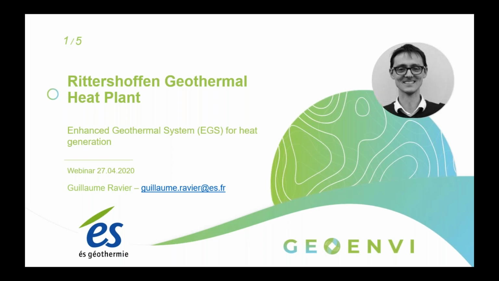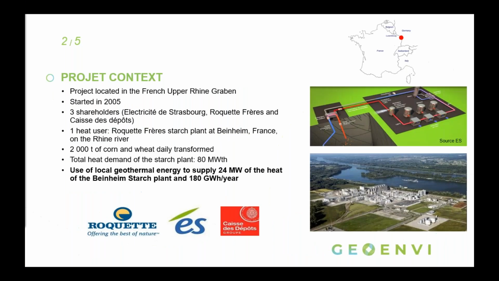So good morning, everybody. My name is Guillaume Ravier, and today I will present to you the Rittershofen geothermal heat plant. So this geothermal heat plant is located in the east of France in the Rhine Graben. This project started in 2005, and it involves 3 shareholders: Electricity of Strasbourg, Roquette Frères, and Caisse des Dépôts et de Consignation. The aim of this project was to supply heat to a starch plant located in Béinheim in France, close to the Rhine River.